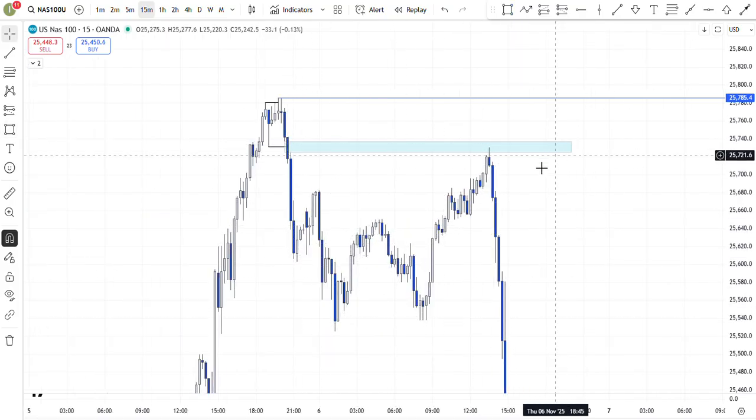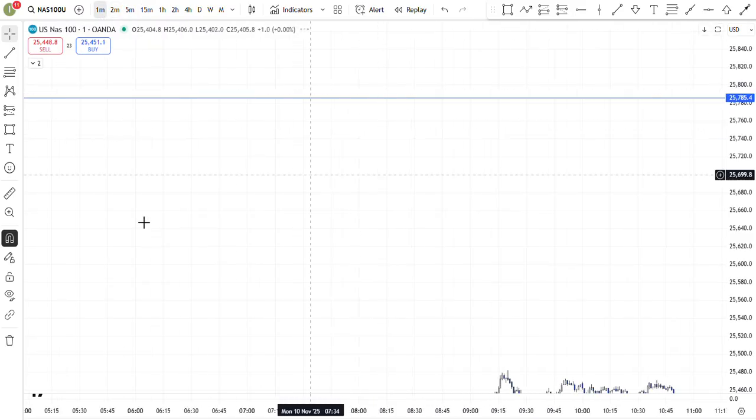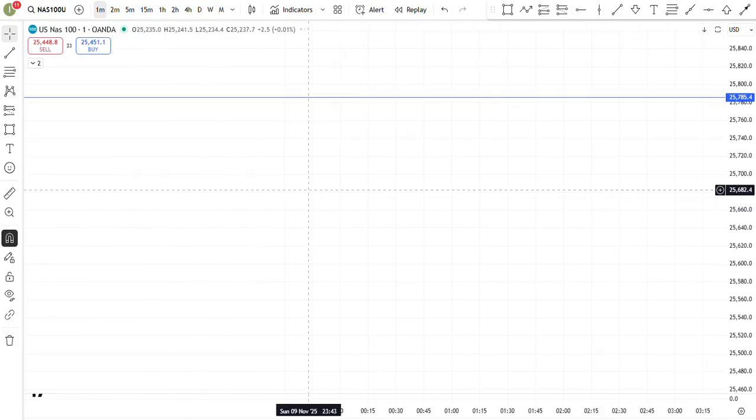And I had an alert set in here that if price comes back into this level, I then want to see if it gives us an entry signal. And my entry signals are on the 1 minute chart. So I drop down to the 1 minute level. I'm going to locate this here.